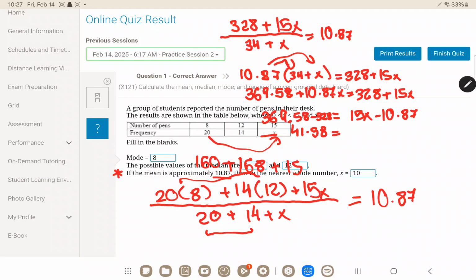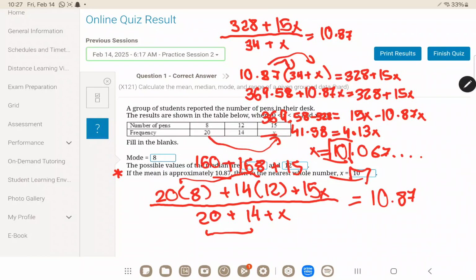Equals 15. Oh wait, this is 10.87x. 15 minus 10.87, which is 4.13x. Now we're gonna do 41.58 divided by 4.13 to find x. So x equals 41.58 divided by 4.13. You get 10.067, whatever. Now they want it to the nearest whole number, so 10. The next number after it is 0, so technically it's 10.0, so your answer is just 10.